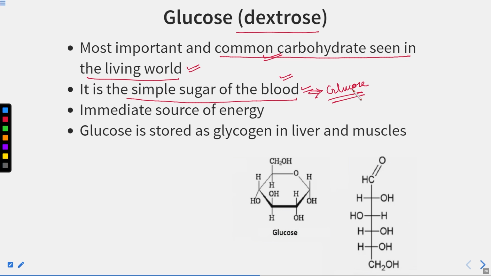So glucose is transported with the blood, right? And this is the ultimate source of energy in cellular respiration. It is an immediate source of energy, providing a lot of energy when it gets oxidized in the cell. Glucose is stored as glycogen. When you have extra glucose in your body, then that glucose is transported to which organs? The liver and muscles, and there it is stored as glycogen. So this is the glucose in the ring structure, and this is in the straight chain form.